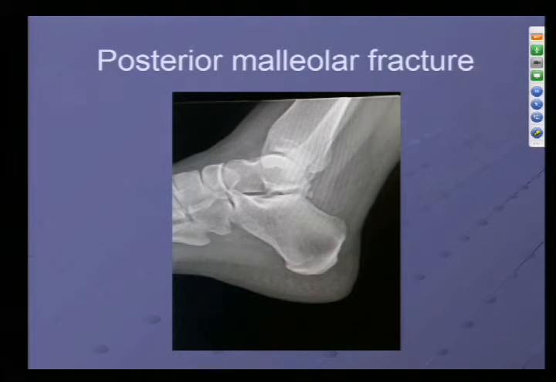And then your posterior malleolar fractures, you're typically only going to see these on a lateral view. Sometimes you can see a hint of it on the AP view, but it's less descriptive or harder to see. You're going to see a linear line coming across here, and that's the posterior malleolar fracture, which tends to be pretty subtle in presentation. So again, you're relying on your exam to really look for that on X-ray.